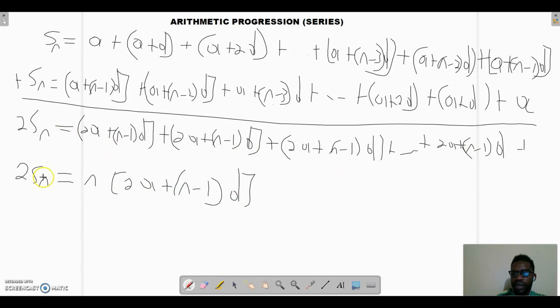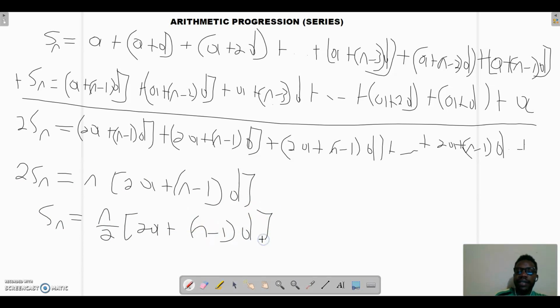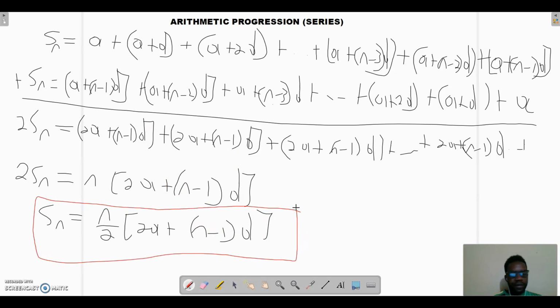But what do I really want? I want the sum, which is Sn. So I'm going to have to divide both sides by 2. So we can say Sn is equal to n over 2, open bracket, 2a plus n minus 1 times d, close bracket. And this is the formula for the sum of n terms in an arithmetic progression, or we can call it an arithmetic series. Very powerful formula here, and we're going to show you how we use it.